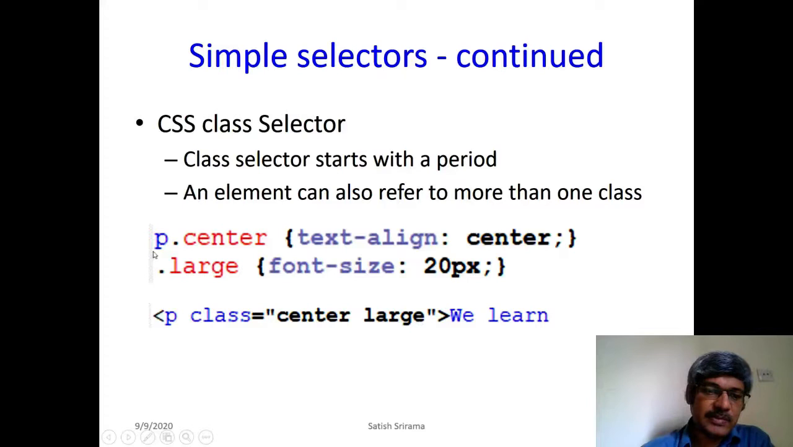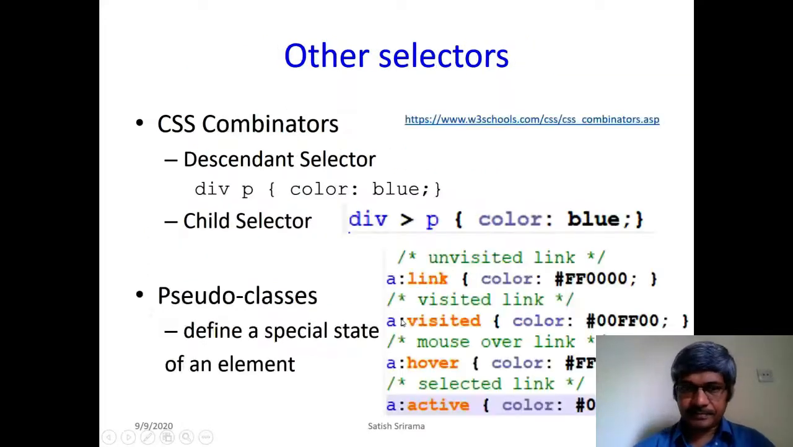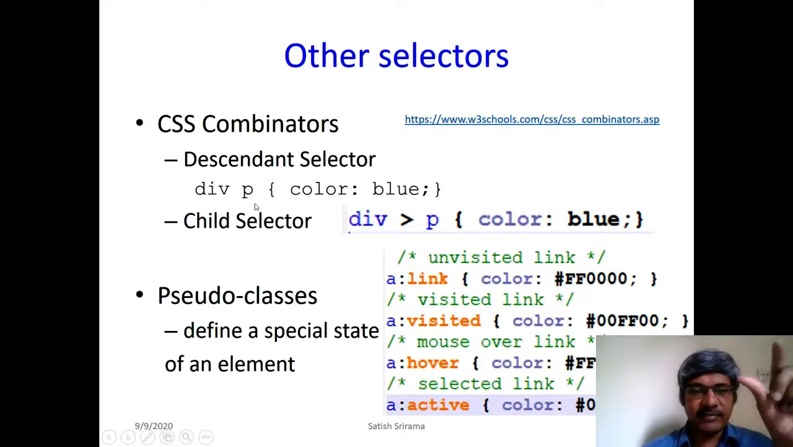So the dot large specifies that any element which has this class large will have this increased size. An element can also refer to more than one class. This is the example which I have given here. There are also other selectors. The combinator selectors are something like this. You can have a descendant selector, again the same div and the P.